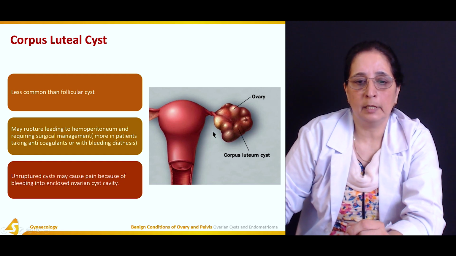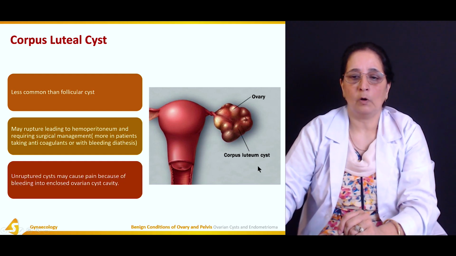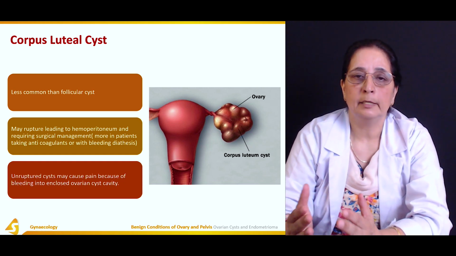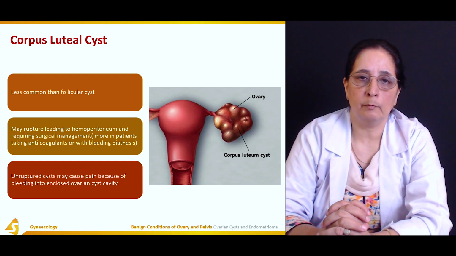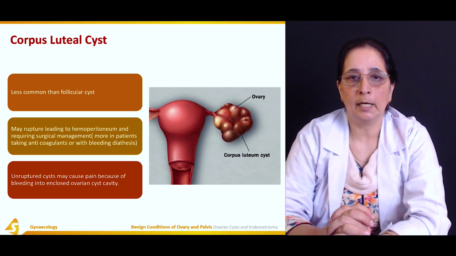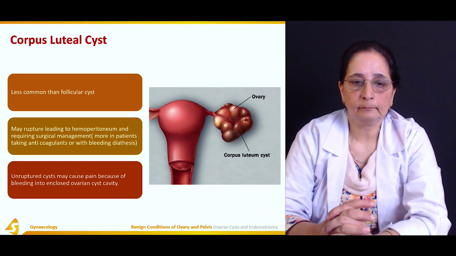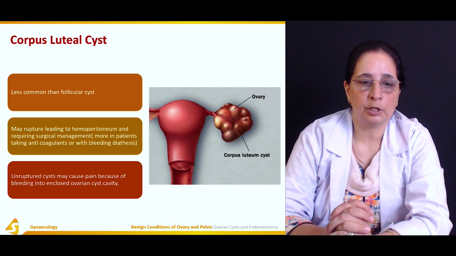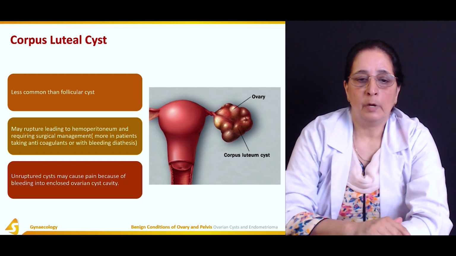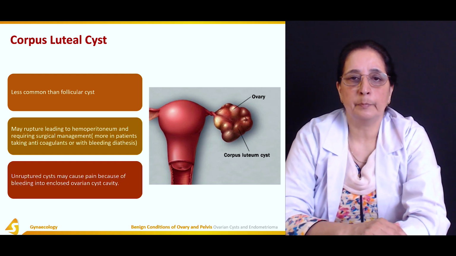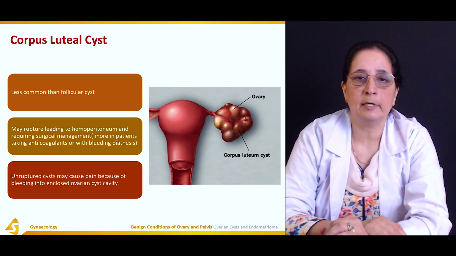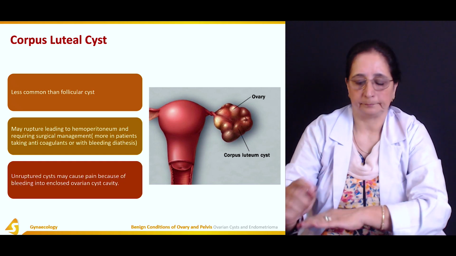It may rupture, leading to hemoperitoneum. So same as the follicular cyst, corpus luteum cyst can also rupture when they get big enough. They rupture, and it can cause hemoperitoneum or appearance of blood in the peritoneum. Usually requires surgical management when twisting or torsion or rupture occur. And if it's unruptured, usually it may cause pain and bleeding into the ovarian cyst cavity. In the closed cavity, it can cause bleeding if unruptured.